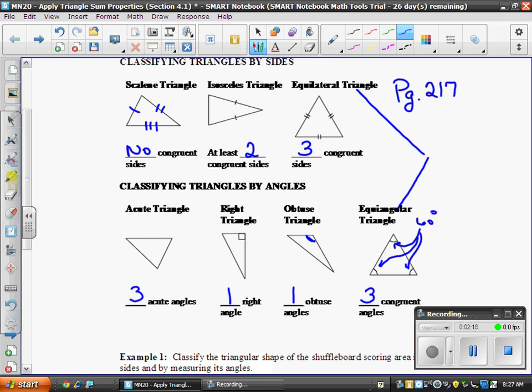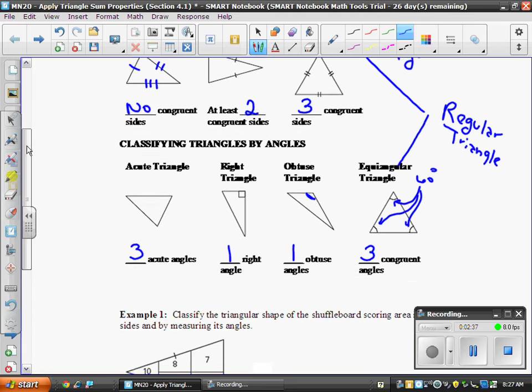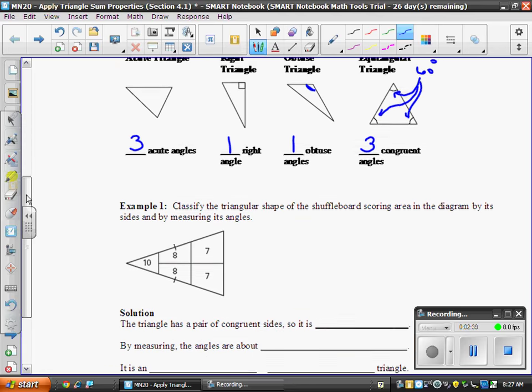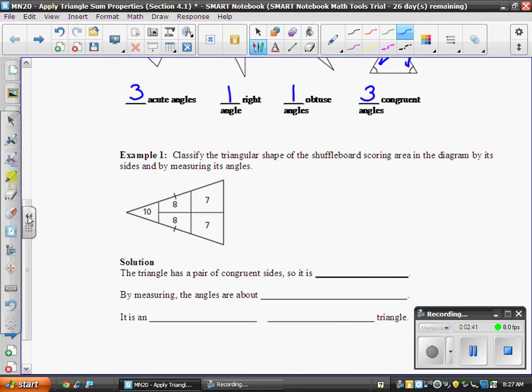But if you have this kind of situation, you can also call it a regular triangle. A regular triangle means you have equal sides and equal angles. A regular quadrilateral would be a square because you have equal sides, equal angles. If you have a regular pentagon, that means you have all equal sides and all equal interior angles. Just kind of throwing that out there for later on in the curriculum.